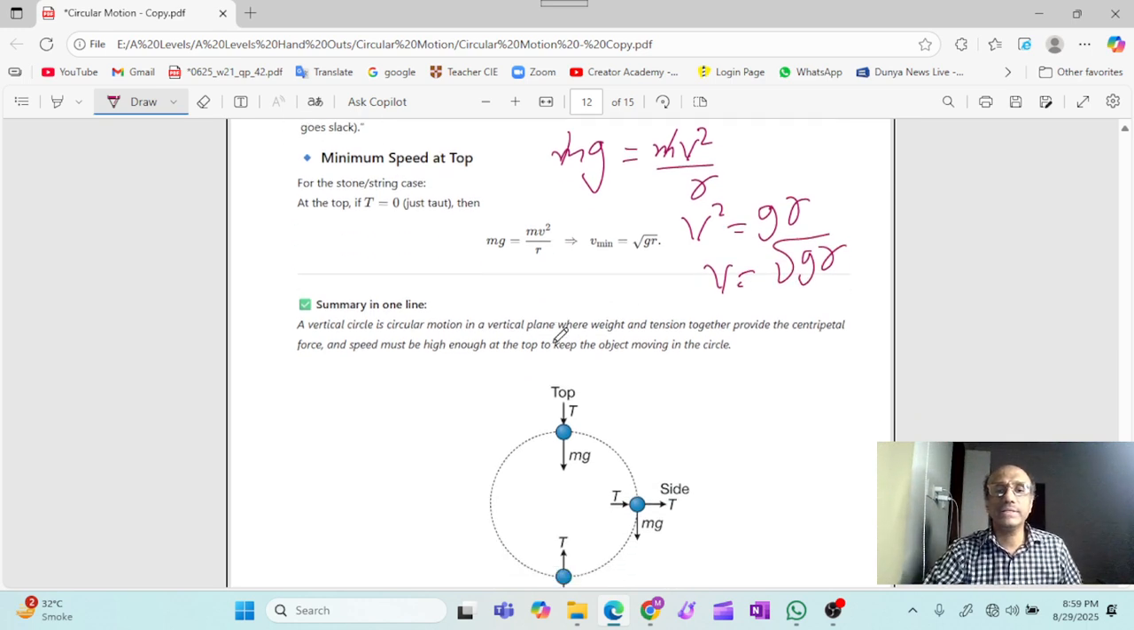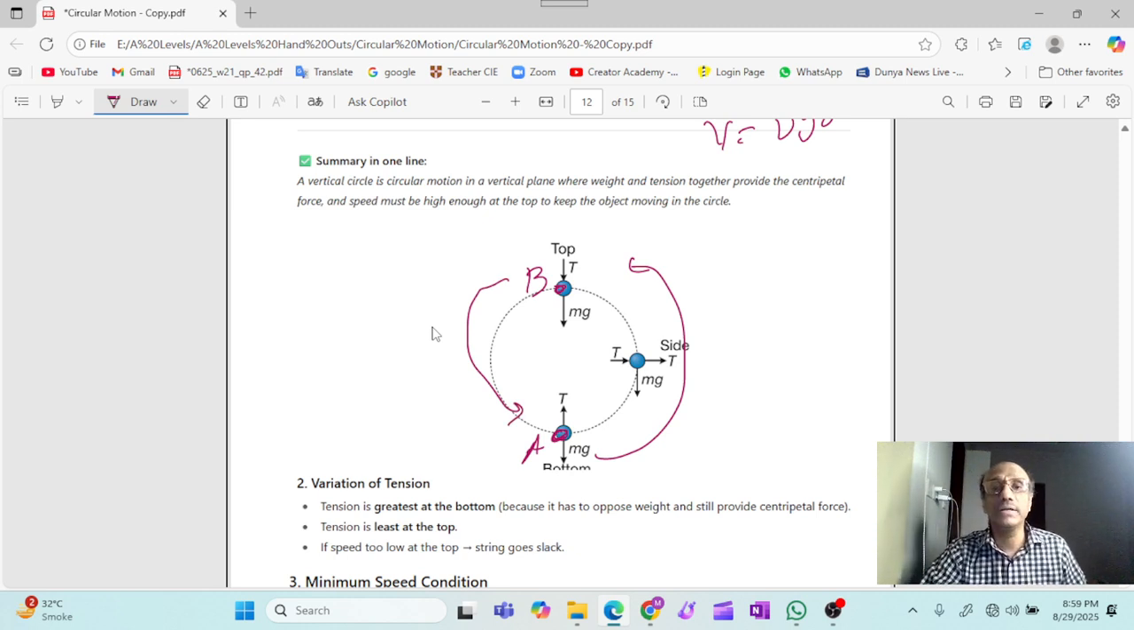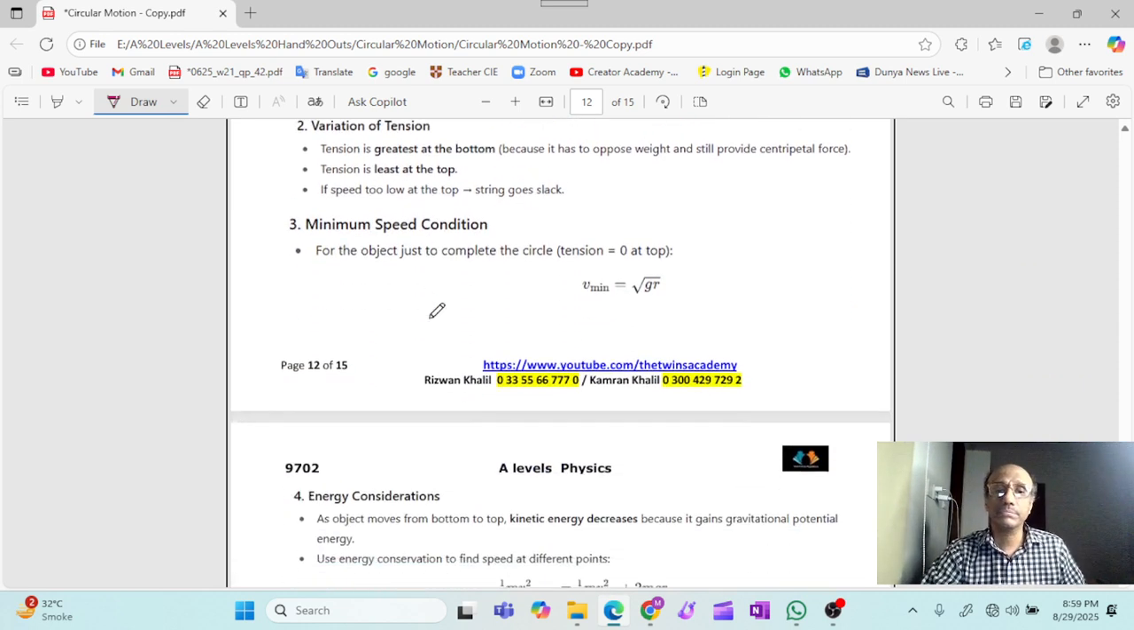Another thing related to this: if you move from point A to point B like this, what will happen to the centripetal acceleration? Centripetal acceleration decreases when you move from point A to point B, and centripetal acceleration increases when you move from point B to A.